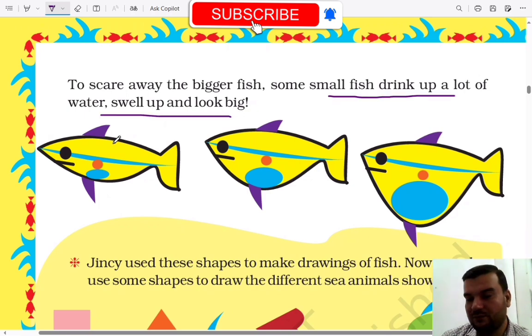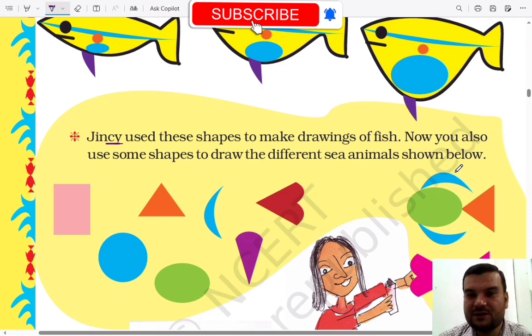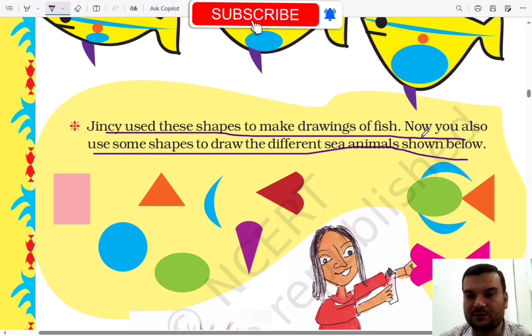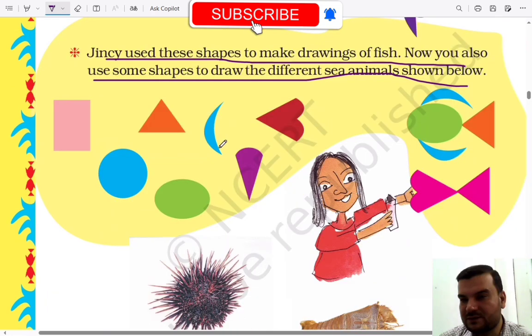Jinsi used these shapes to make the drawings of the fish. Now you also use some shapes to draw the different sea animals shown below. These are the shapes. It has used an oval or elliptical shape, a quarter moon shape maybe, and a triangular shape, and made a fish shape. You can also do this, this is practical.